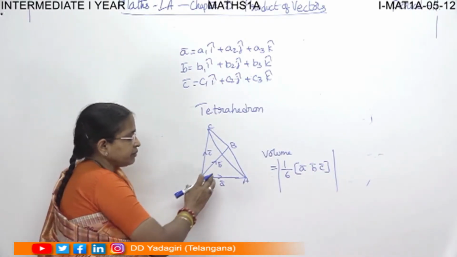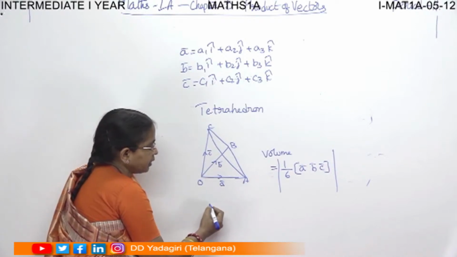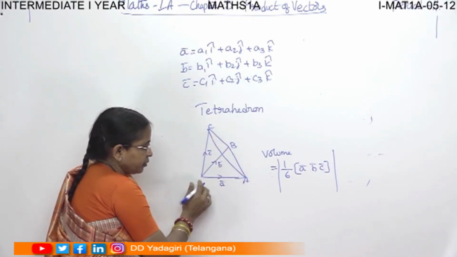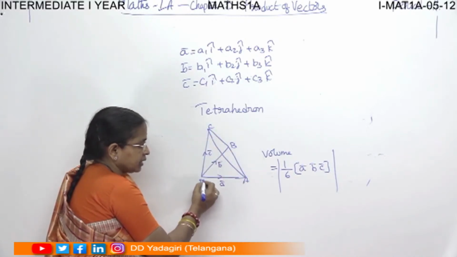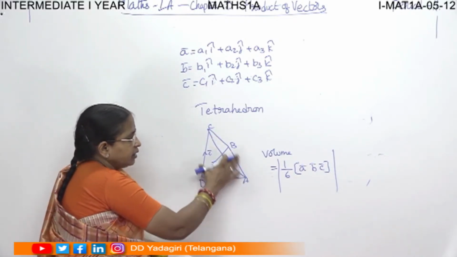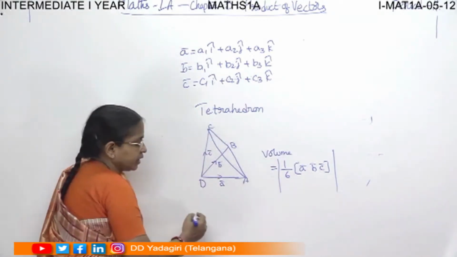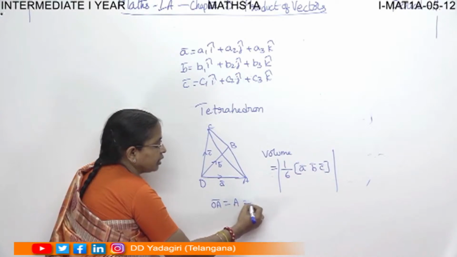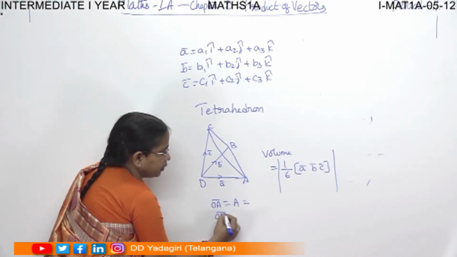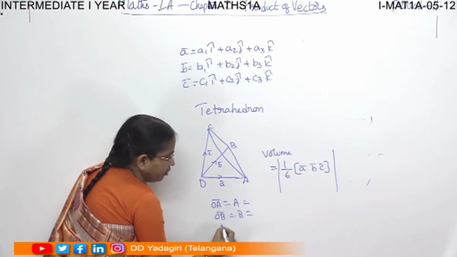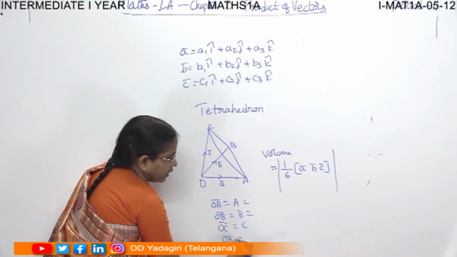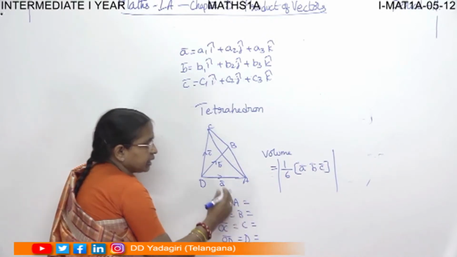There are some problems where they give the vertices. That means, suppose that instead of OABC, A, B, C, D are the vertices of the tetrahedron. So that means OA is equal to A is equal to, they'll give some point. OB is equal to B is equal to, like this points are given. OC and then OD like this. So 4 points are given.